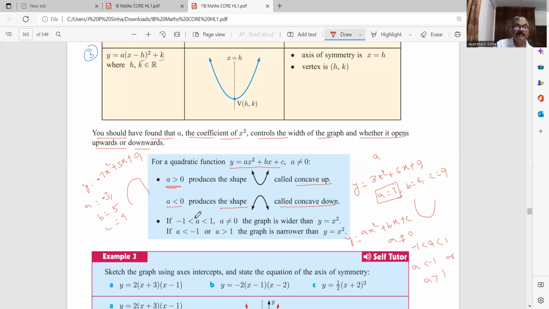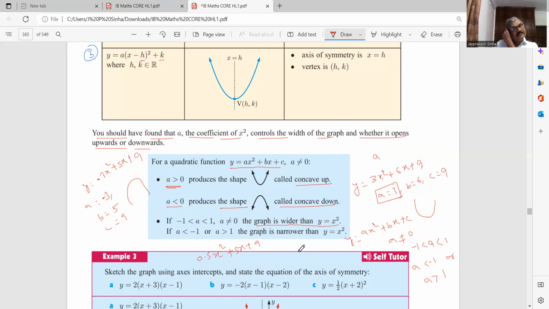So if the value of a is between -1 and 1, so it can be half. We can write half or 0.5. So this can also be 0.5x square plus 5x plus 9. This can also be the case. 0.5, because 0.5 is between -1 and +1. So in this case, the graph is wider than y is equal to x square.